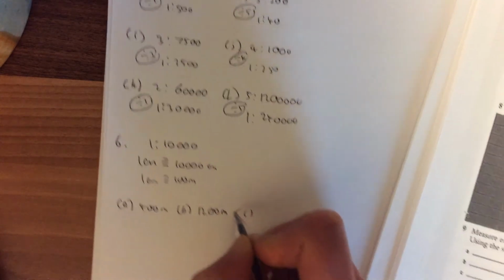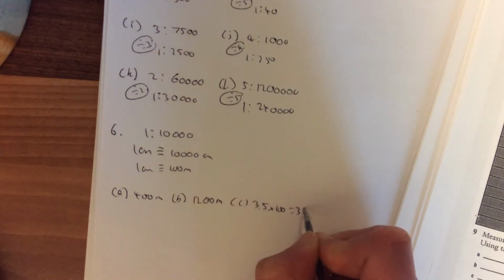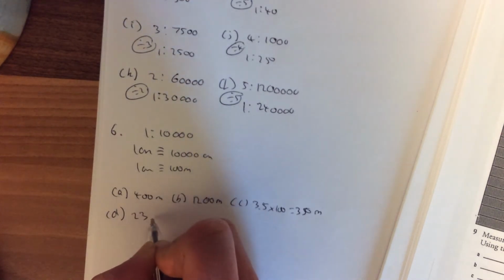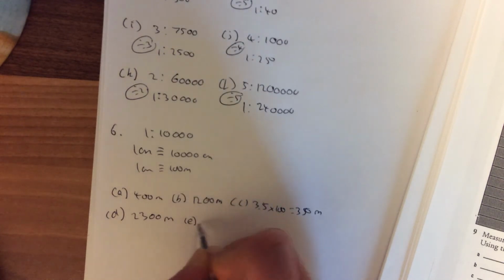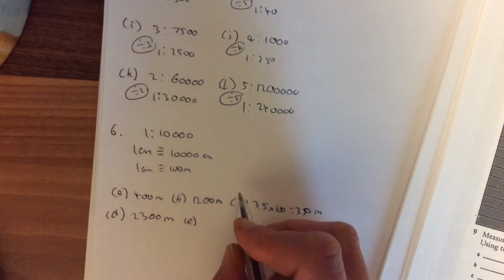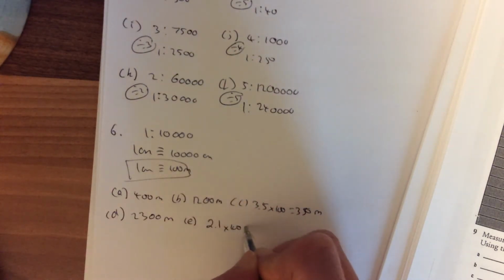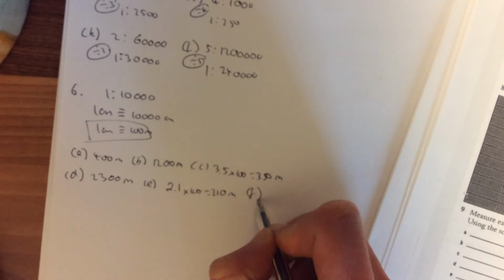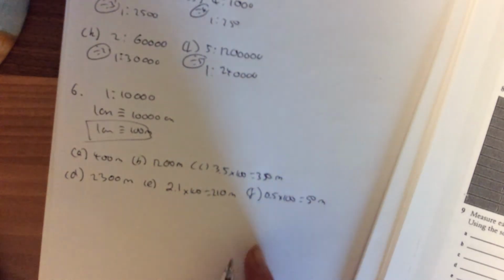Part C, 3.5 centimetres. So 3.5 times 100 goes to 350 metres. Part D, 23 centimetres is going to go to 2300 metres. Part E, 21 millimetres. So 21 millimetres is 2.1 centimetres. So using the scale here, it's 2.1 times 100, 210 metres. And F is in millimetres as well. 5 millimetres is 0.5 centimetres. So 0.5 times 100, 50 metres.